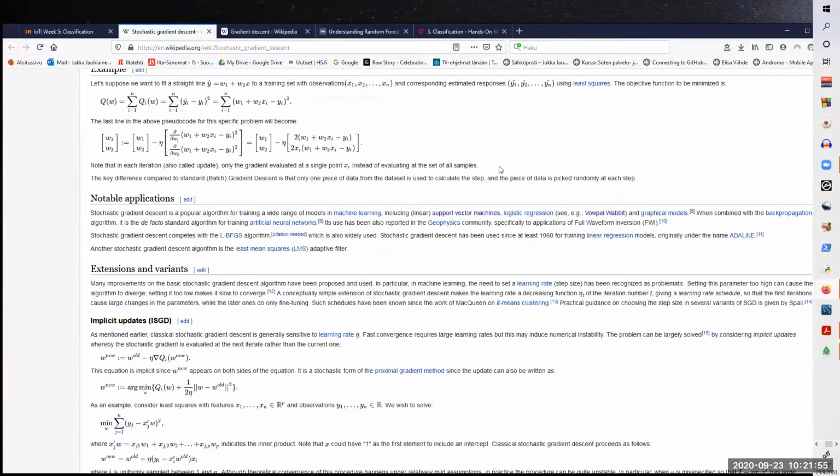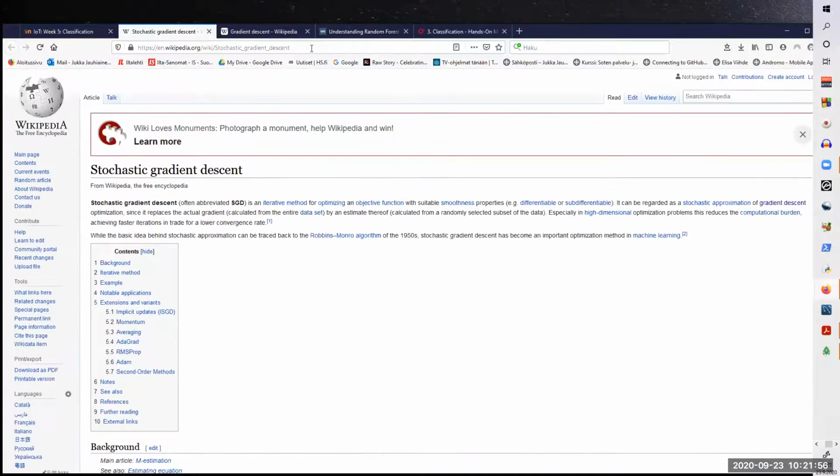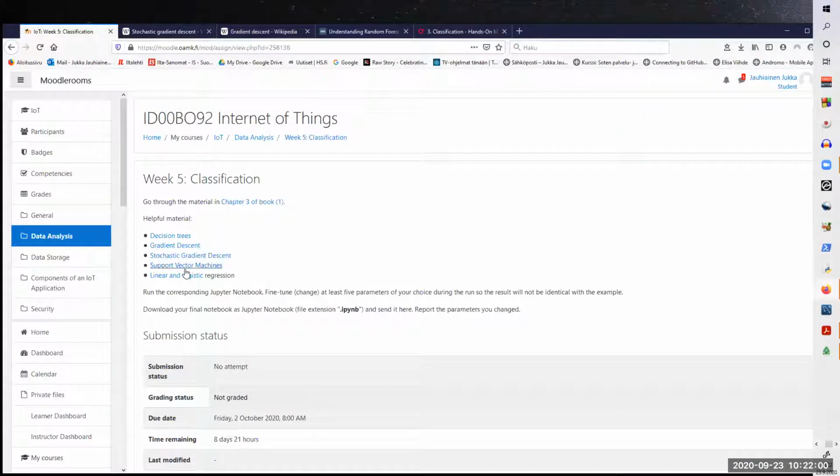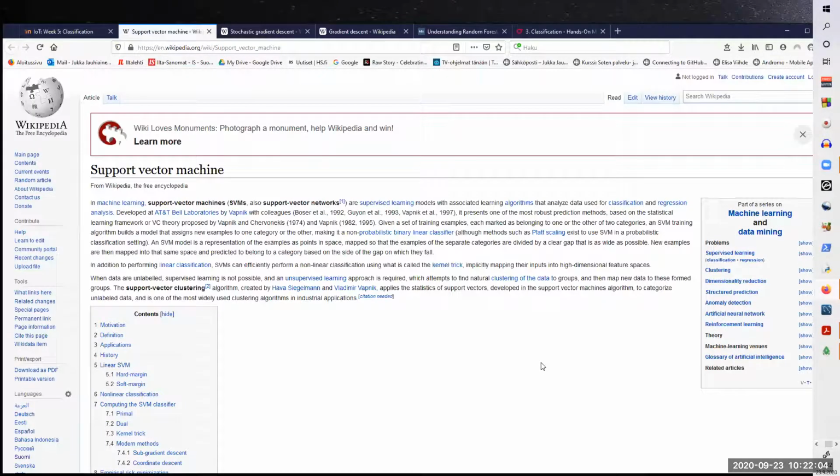But I'm not going through this theory deeper than this. Just give you some idea about some of these classification methods. Then support vector machine is one of the classification methods used in supervised learning, as we do here.